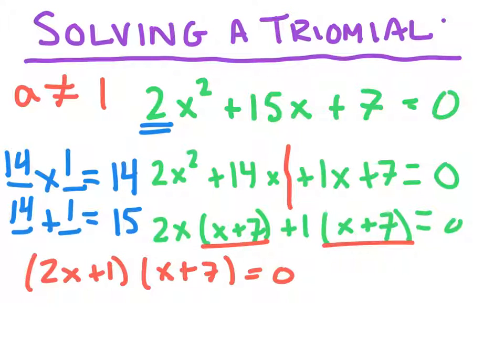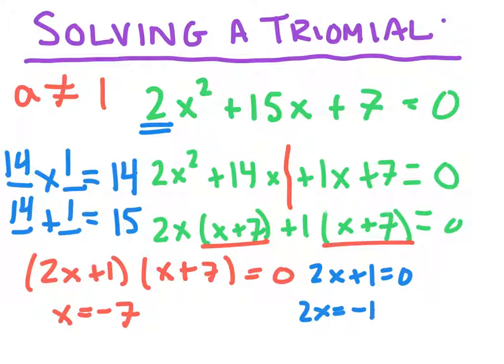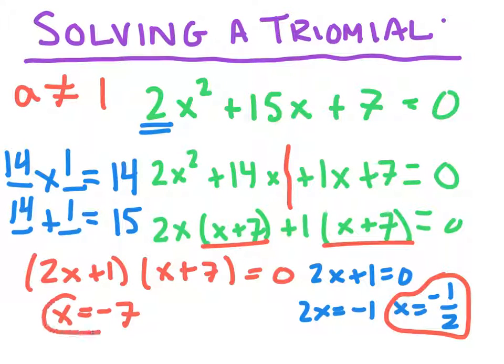One of our answers, of course, will be x equals -7. The other, we have to do a little bit of solving, so let's solve that. 2x plus 1 equals 0, 2x equals -1, and x equals -1/2. So solution-wise, we get this one at -1/2, and we get this one at -7, and all is good.